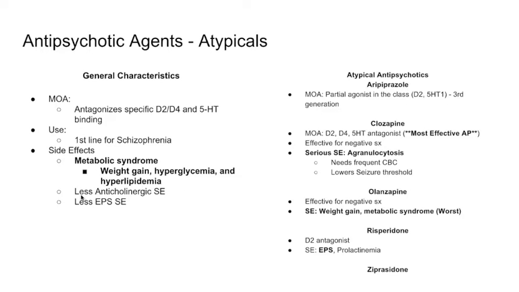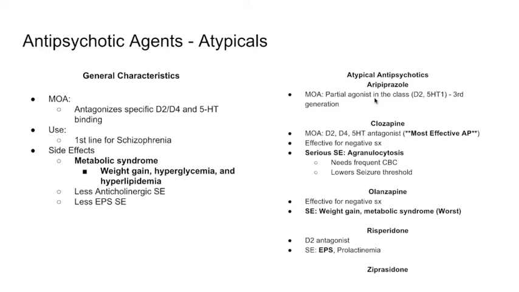The atypical antipsychotics have much less anticholinergic side effects and much less extrapyramidal side effects. Specifically, let's talk about the specific medications with the atypical antipsychotics. The first medication is aripiprazole, and I've told you earlier that all of these medications work by blocking dopamine receptors. Well, I'm going to contradict myself and tell you of an exception here.